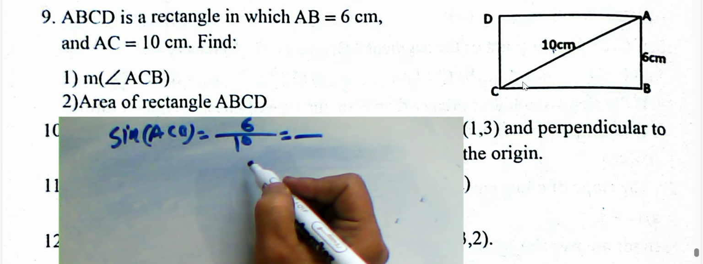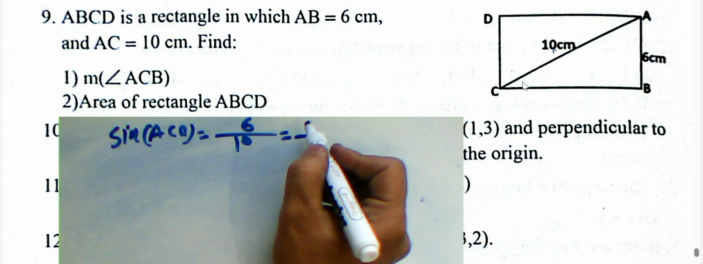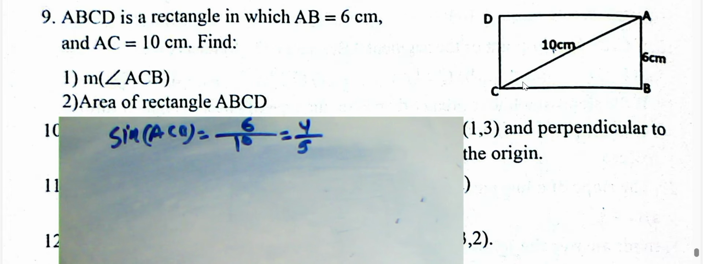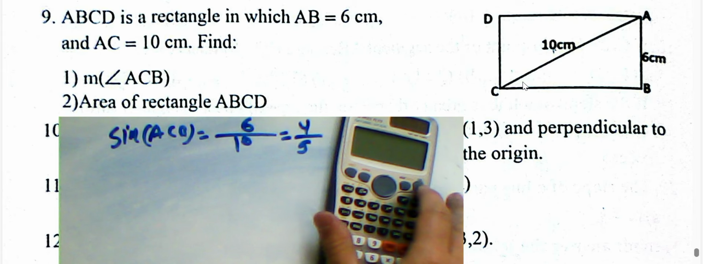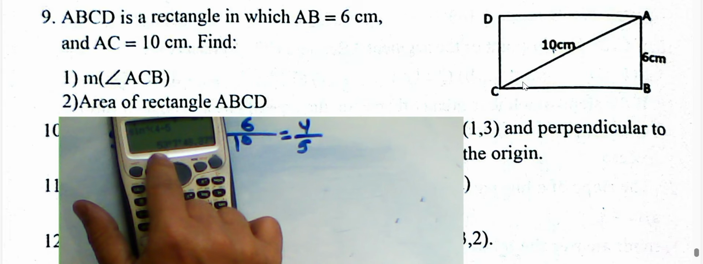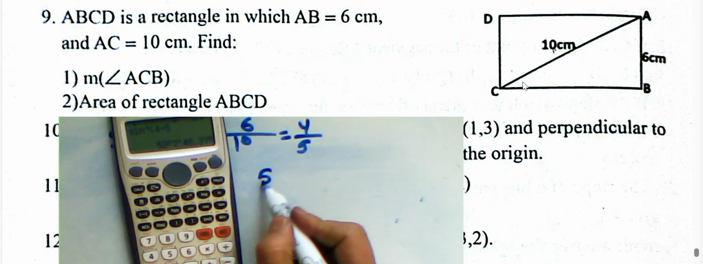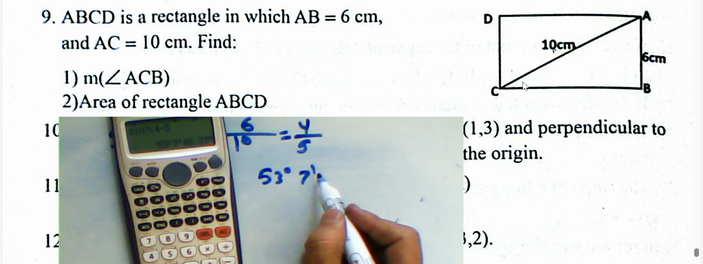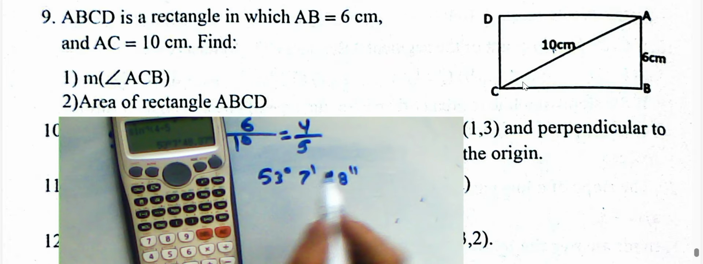6 over 10, you can simplify by dividing numerator and denominator by 2. 6 divided by 2 is 3 and 10 divided by 2 is 5. 3 over 5, you can use a calculator to find the answer. Here shift sine 3 over 5. Okay, shift sine 3 over 5. The result will be what? The measure of the angle will be 36 degrees 52 minutes and 12 seconds.